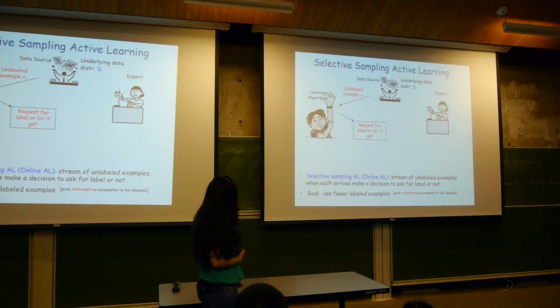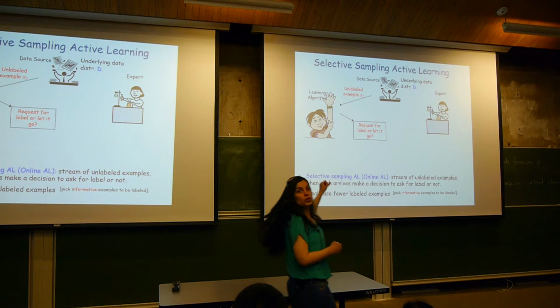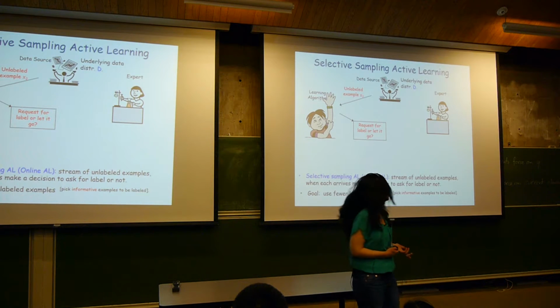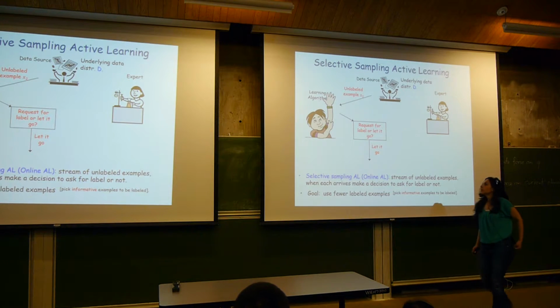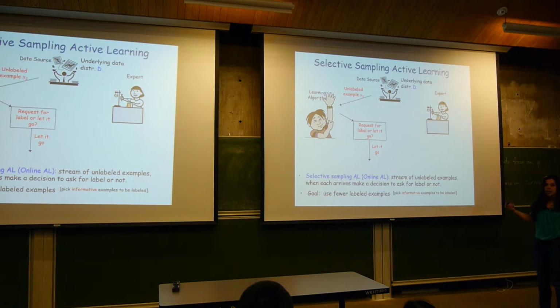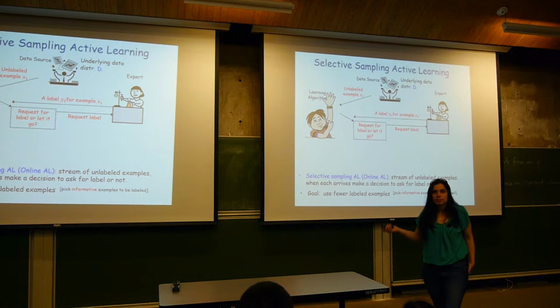Does some learning. And then another unlabeled example x2 comes in. The algorithm has to decide, should I ask for the label of that example or not? Maybe say that for this example, we don't ask for the label. And again, the next time step, another unlabeled example comes in. The algorithm has again to decide, should I ask for the label or not? Let's say in this case, we do ask for the label. The expert gives us the label y3 for the example x3, and everything repeats.